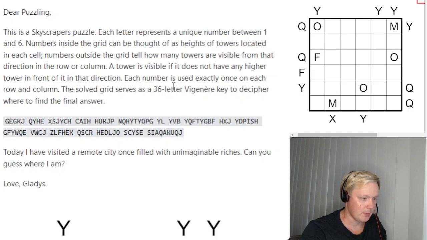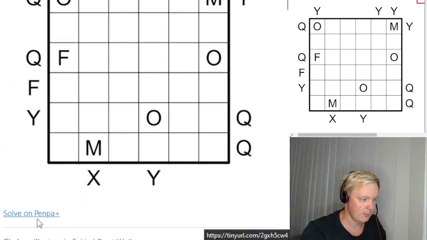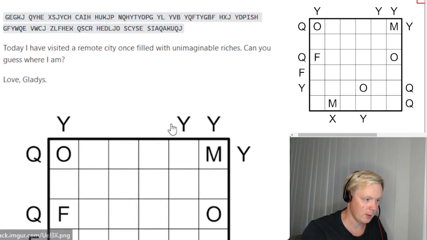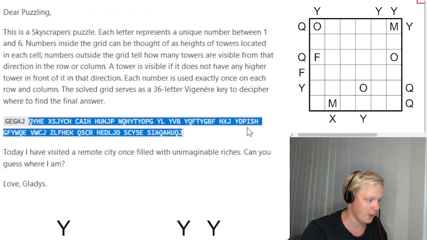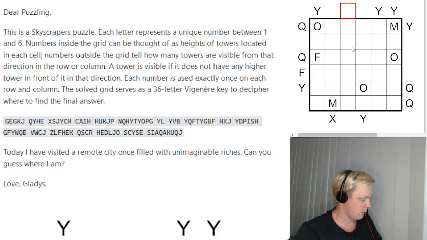the skyscrapers. So we have the skyscrapers grid here. This is the link to open the editable version, which I have open in the corner. And then we have to decipher this as well. So let's see. In a normal skyscraper, we would have numbers here. And let's just show you an example.